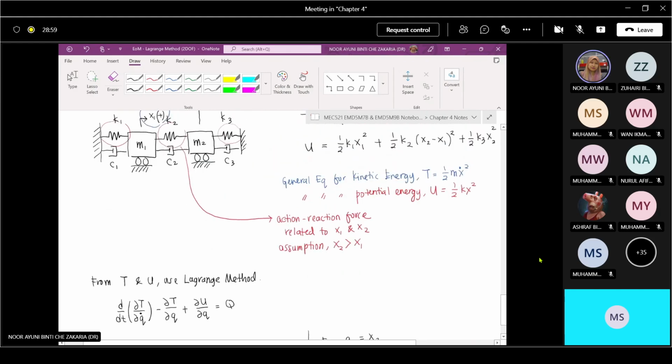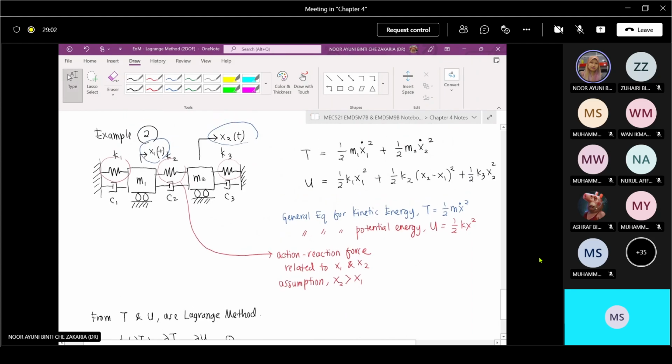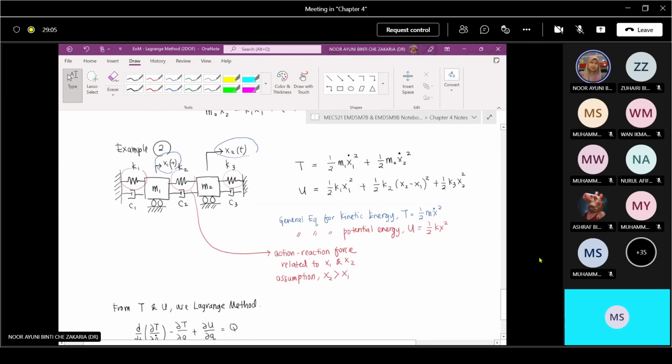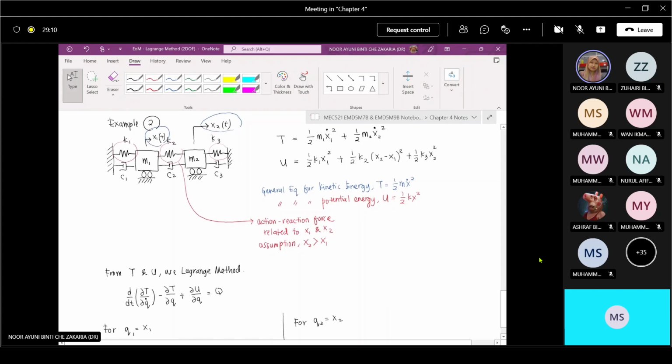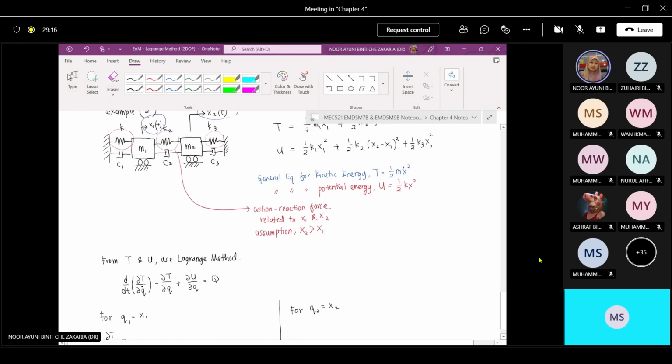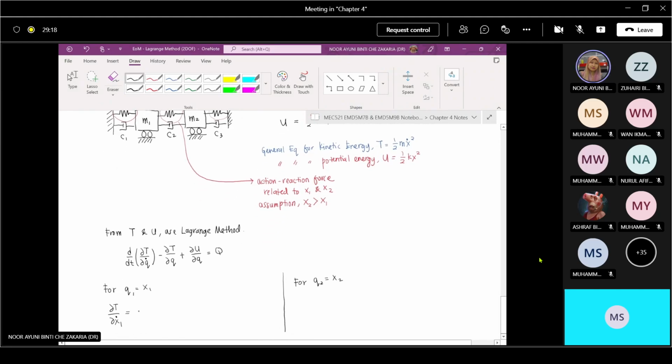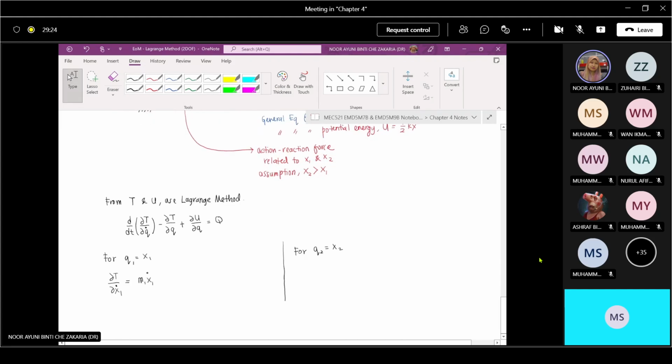Okay, take a look at the equation again. I try to shrink that. T differentiated with respect to x1 dot, so what you will have is m1 x1 dot, and then differentiate over time what you have previously. Then we are going to have m1 x1 double dot.